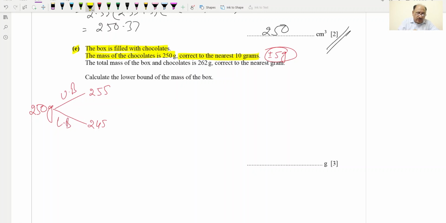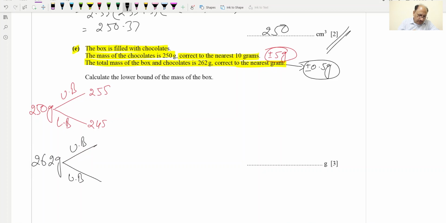Now the next line says the total mass of the box and the chocolate is 262 grams, correct to the nearest gram. Correct to the nearest gram means half a gram we have to add and subtract for the lower and upper bound. So for 262 grams, the bounds will be 262.5 and 261.5. So these are the upper bound and lower bound.